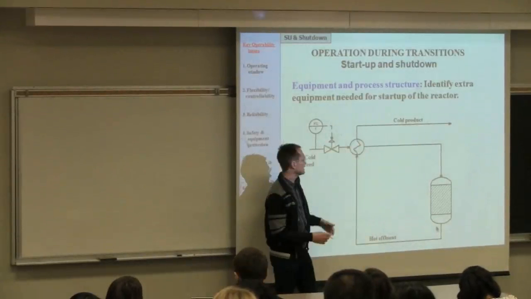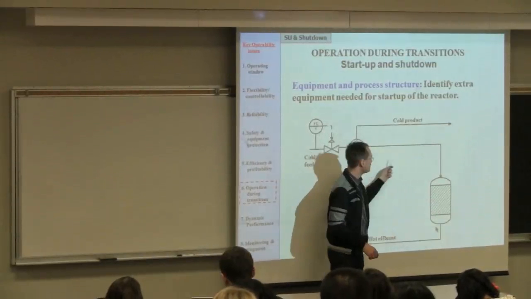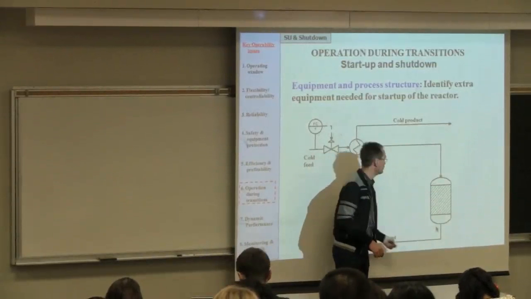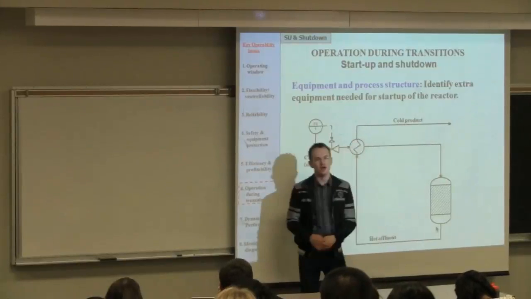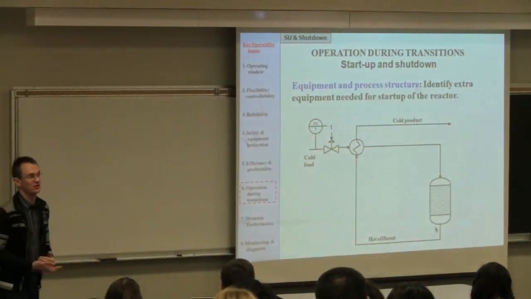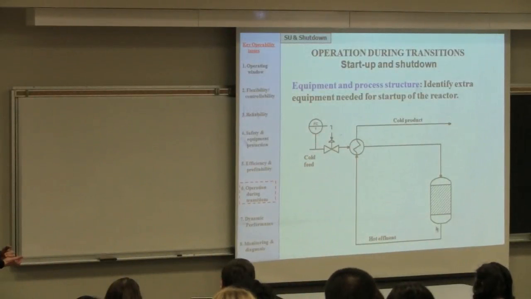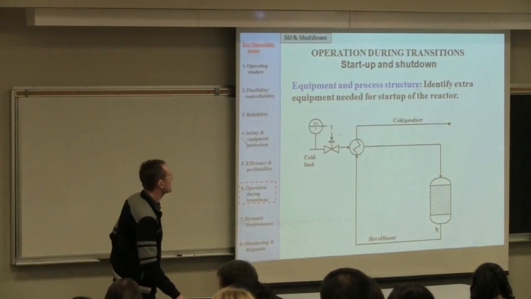Maybe that reaction hasn't gone to completion, and so the concentration of impurities, the unreacted reactant coming through here, is too high, so I really cannot sell that stream. To efficiently get started with minimal off-spec production near the beginning, I need to preheat that stream in some way, and I cannot rely on the reactor to do that for me.